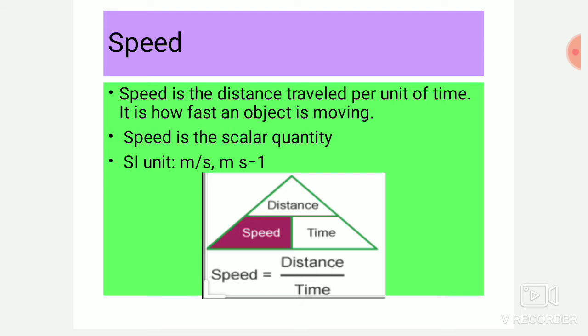Speed is a scalar quantity and SI unit of speed is meter per second. Formula of speed is also given, speed equals distance by time. Okay, it is a scalar quantity. So this is a new word, scalar quantity. In reference to scalar, one more word you will come across is the vector quantity.